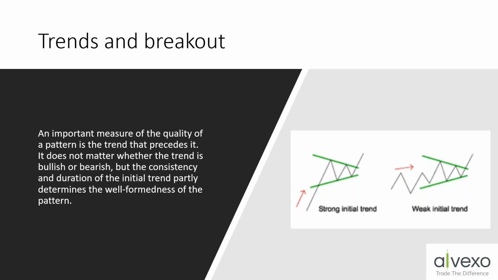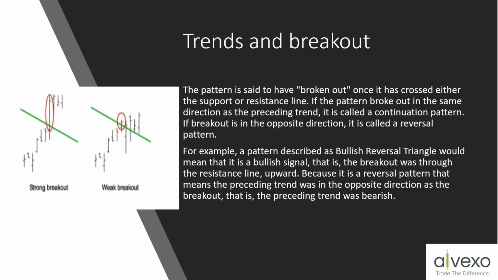Okay. So the quality of the trend and the quality of the channel, or the well-formedness of the pattern, will help you decide how much validity you want to give. Also, the quality of the trend and the quality of the pattern will also serve to help you better calculate the momentum and to figure out how much that momentum is going to carry that price when it breaks out. Now remember, a pattern is said to have broken out once it has crossed either a support or resistance line. If the pattern broke out in the same direction as the preceding trend, it's called a continuation pattern. If the breakout is in the opposite direction of the trend, it's called a reversal pattern.